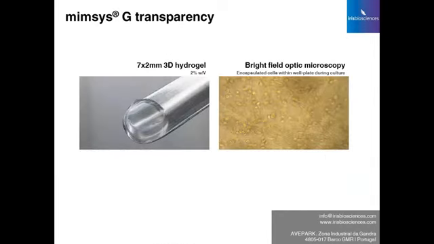Another interesting aspect of mimsys G is that the hydrogel is fully transparent. Here we show an example of a 7 millimeter diameter and 2 millimeter height hydrogel. So as you can see, it's really 3D in terms of height. And when we have the cells encapsulated, as we can see here through this image, we can, simply by using bright field microscopy, observe the cells within the hydrogel. And the hydrogel is in the well plate with the culture media, so there is no need to transport it to another system.